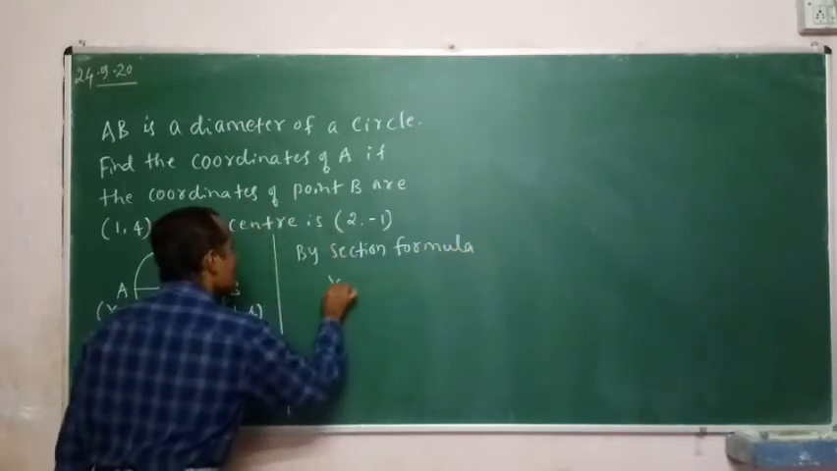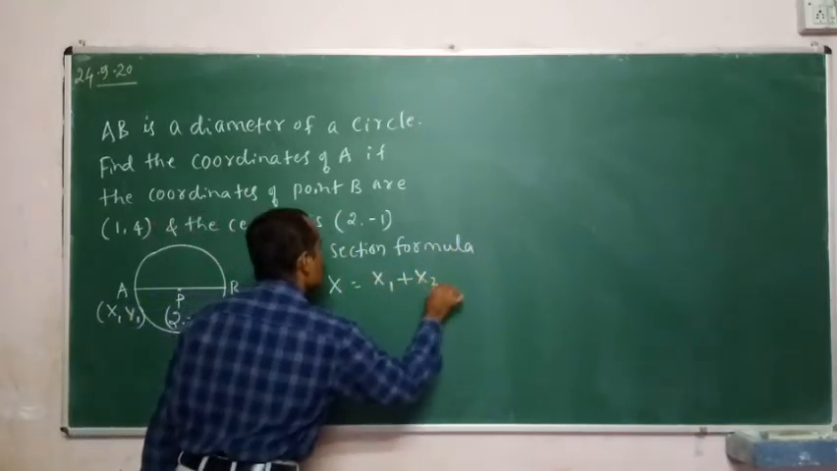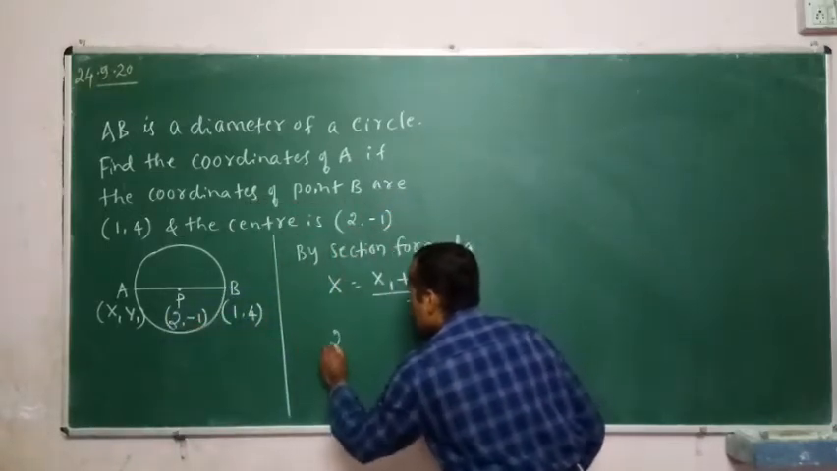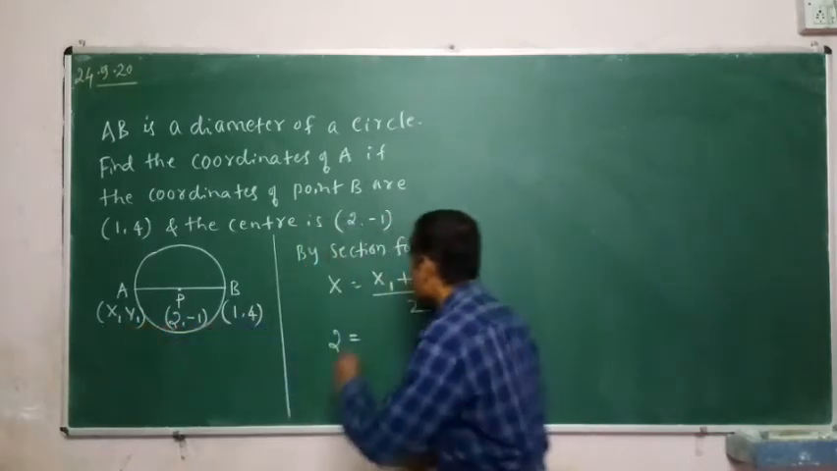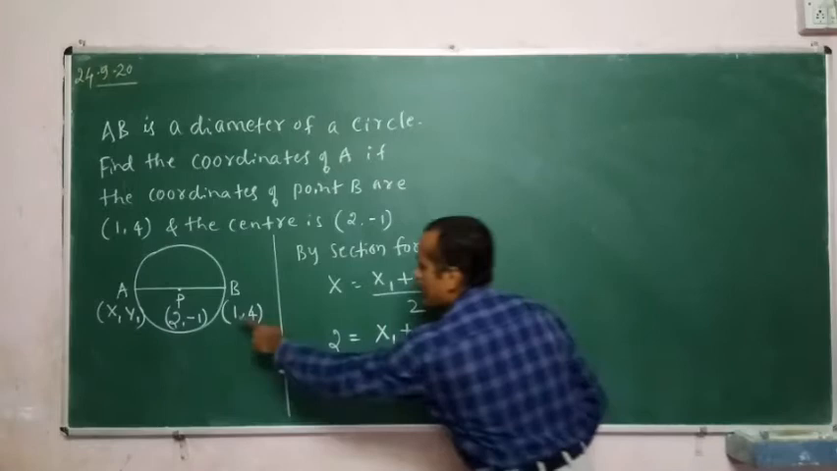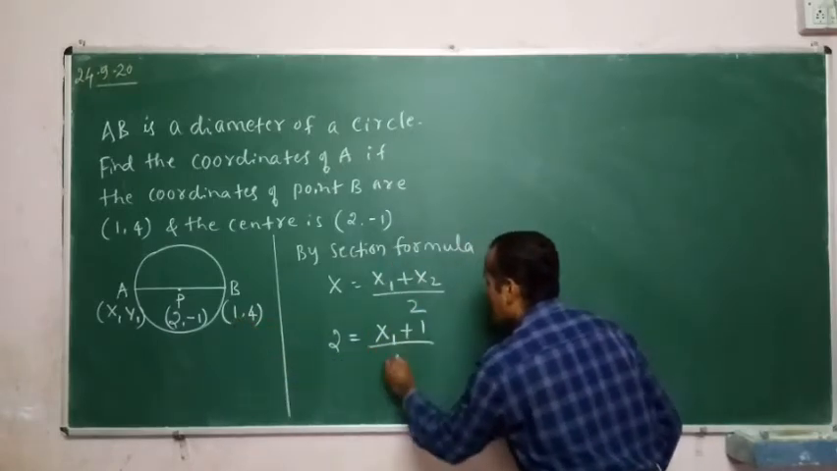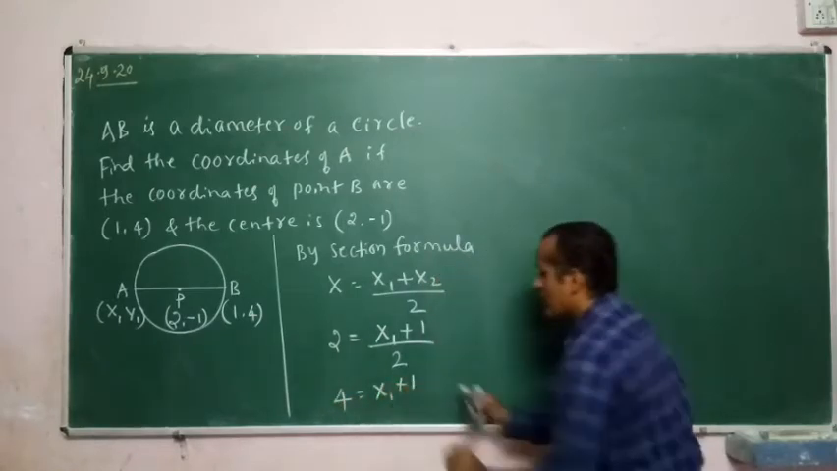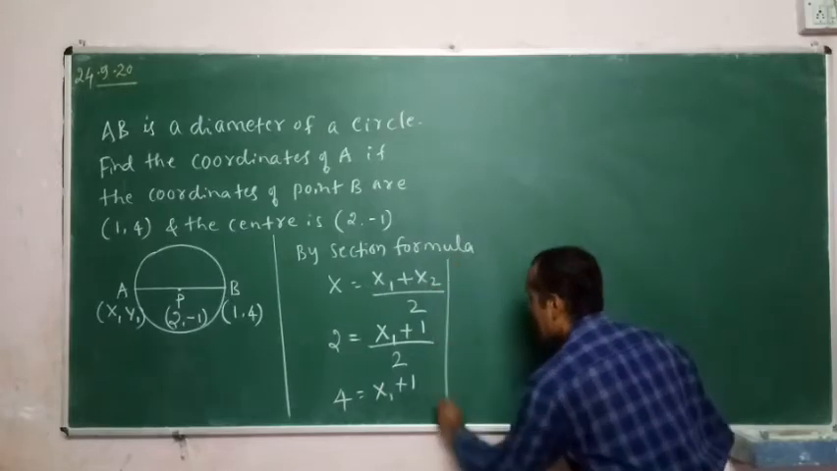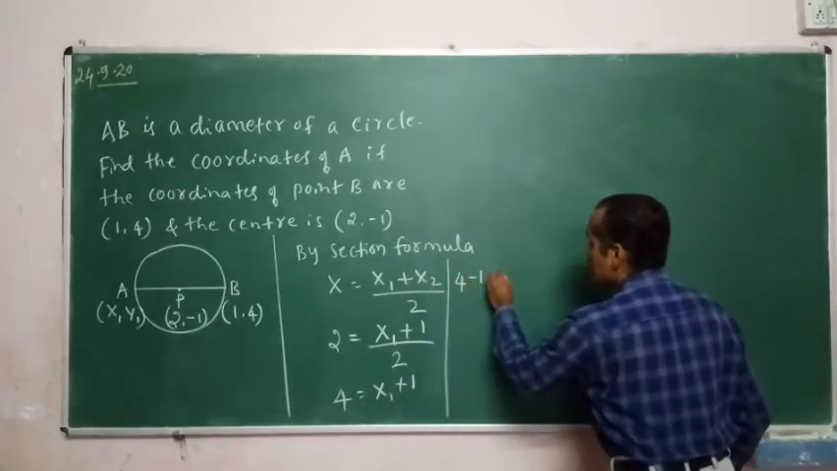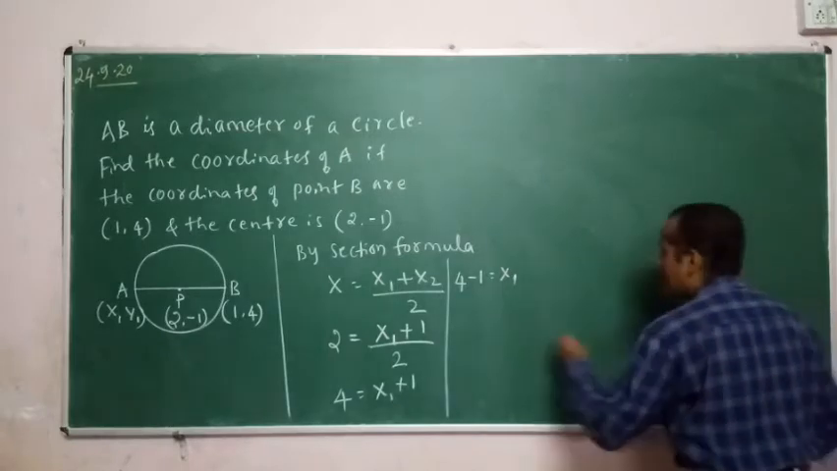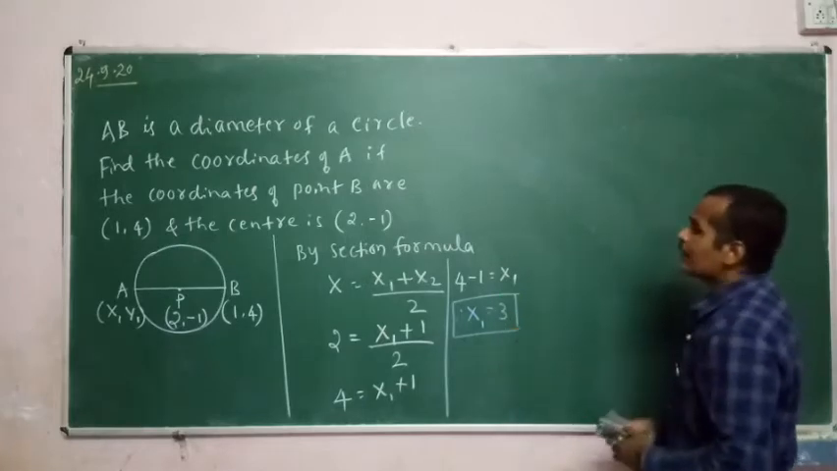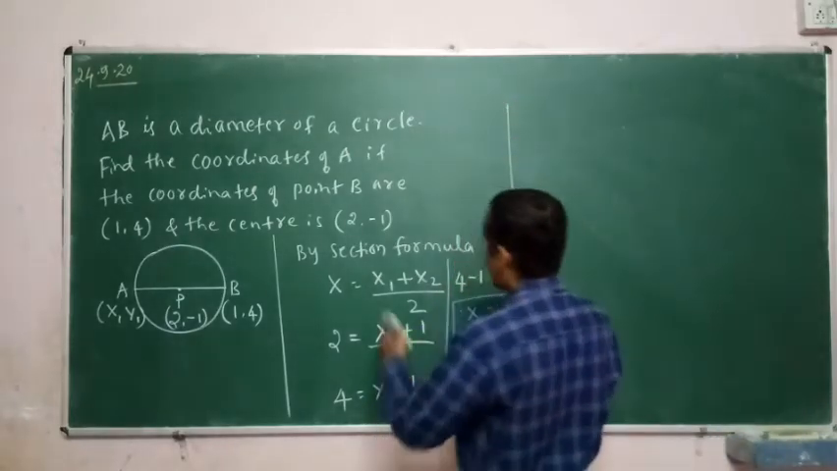I can say x is equal to (x1 plus x2) divided by 2. This is x, which is 2, equal to x1, x1 remains the same, plus x2, x2 means 1, divided by 2. Cross multiply. 4 is equal to x1 plus 1. Transfer 1 to that side. I can write 4 minus 1 is equal to x1. Therefore x1 is equal to 3. That's all.